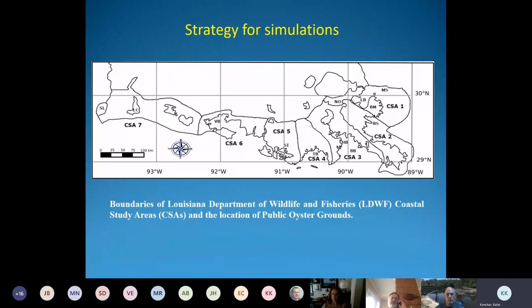Okay, so we've done this for Louisiana, and Louisiana is divided into 7 coastal study areas, from coastal study area 1 in the east to coastal study area 7 in the west. Essentially these are watersheds, which are reasonable management units. Next slide.